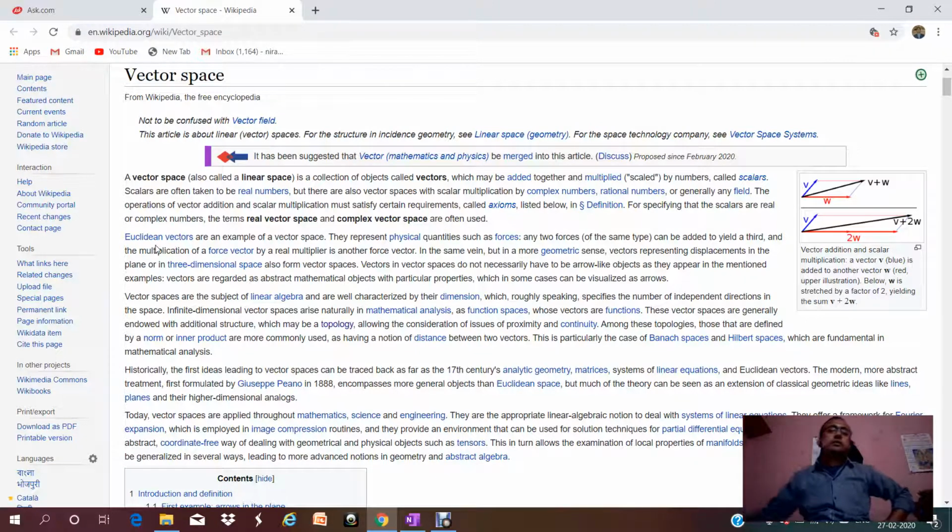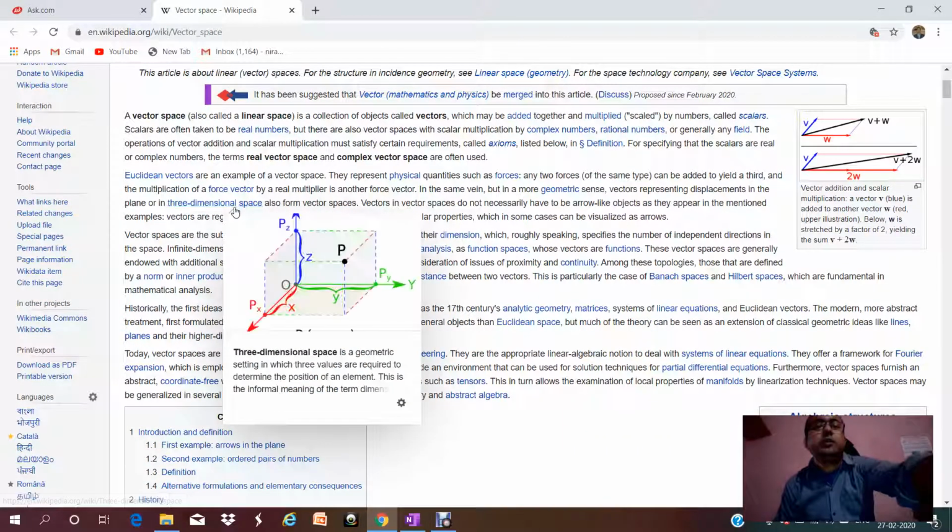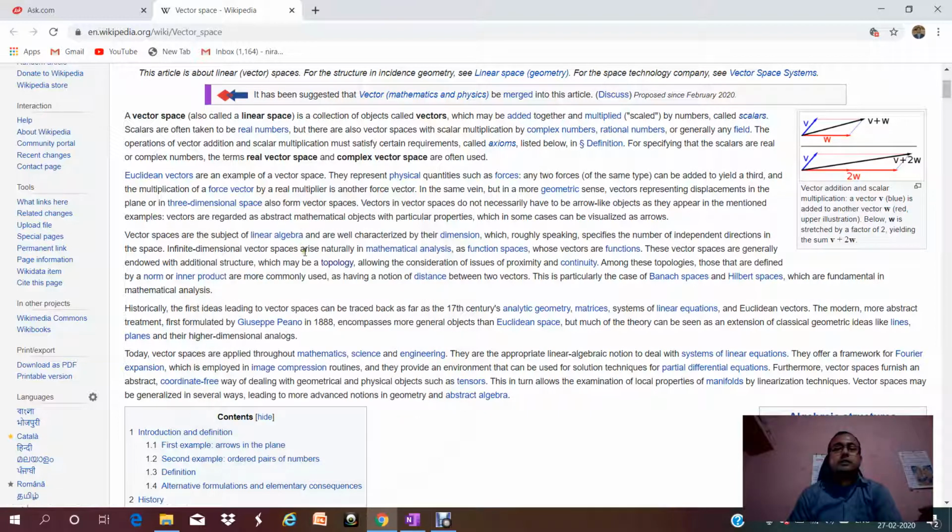Today I discuss vector space. So you are looking at the screen. What is a vector space? This is a three-dimensional figure. Here, this is the x-axis, this is the y-axis, this is the z-axis.